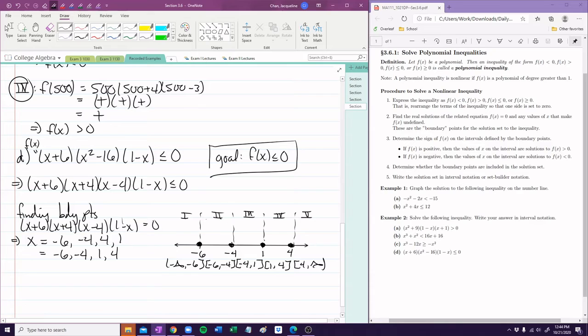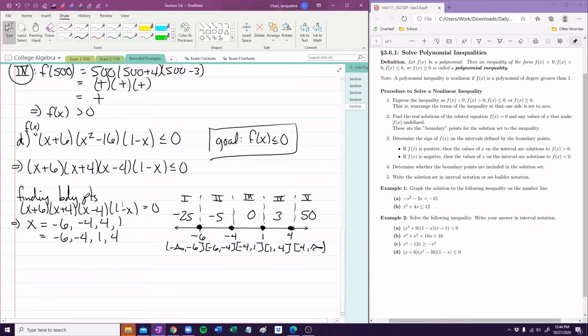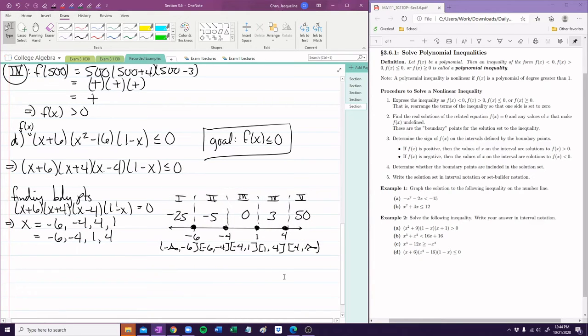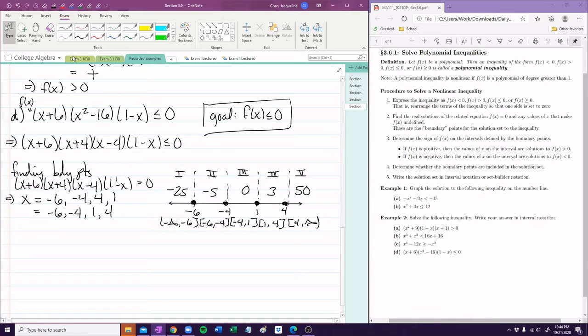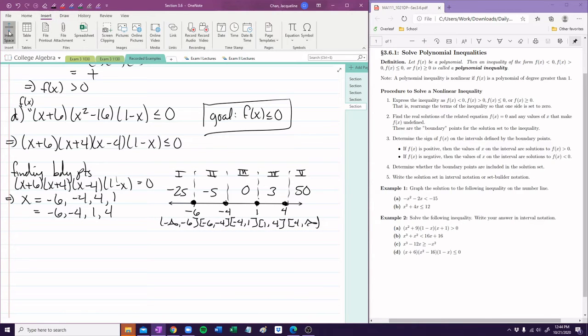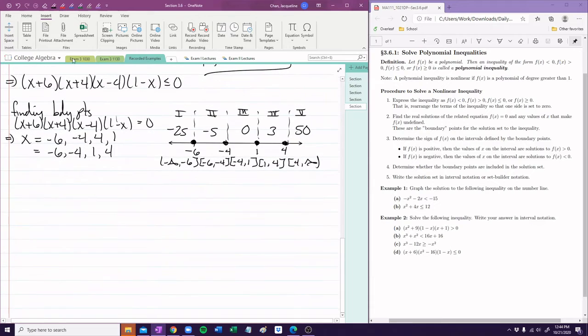All right, and now let's pick numbers to test. So, I don't know, we can test negative 25, negative 5, 0, 3, and 50. It does not matter what number you pick, as long as that number is within your interval. If it is outside the interval, then you have picked a wrong number. All right. So, let's see, testing intervals.